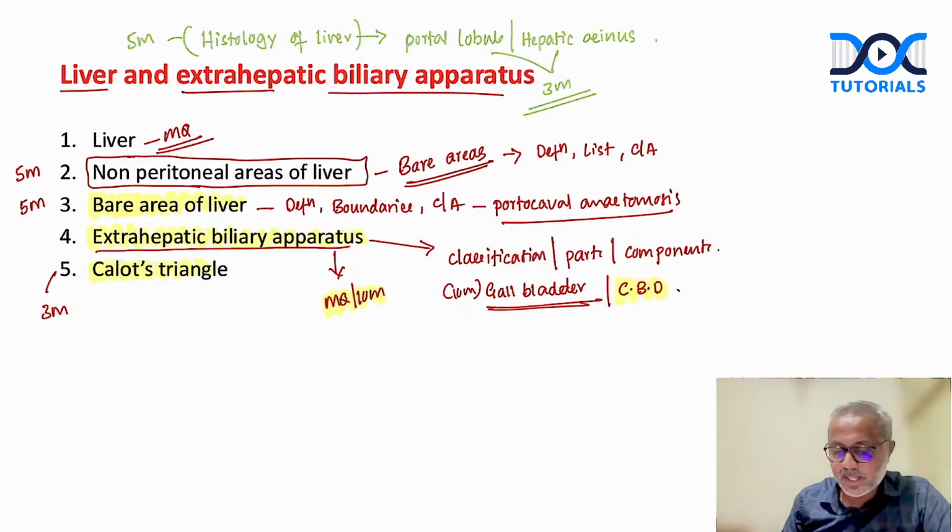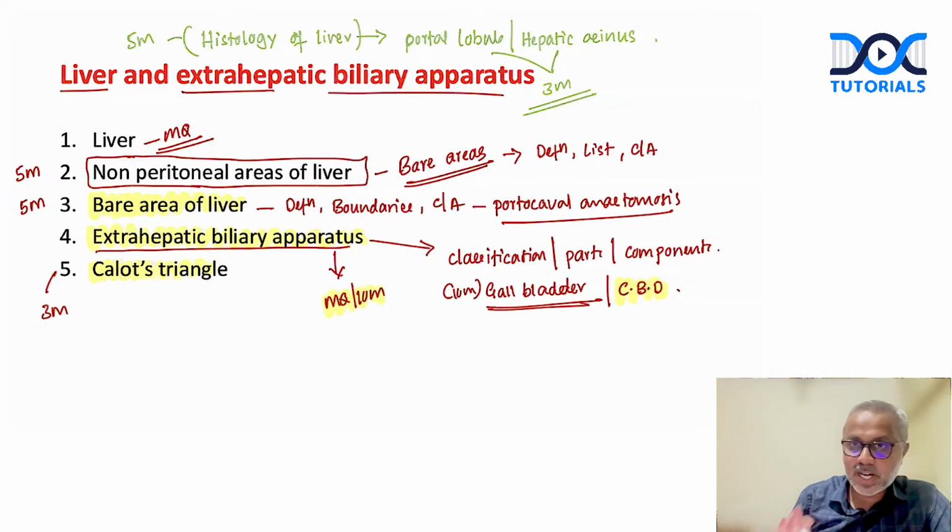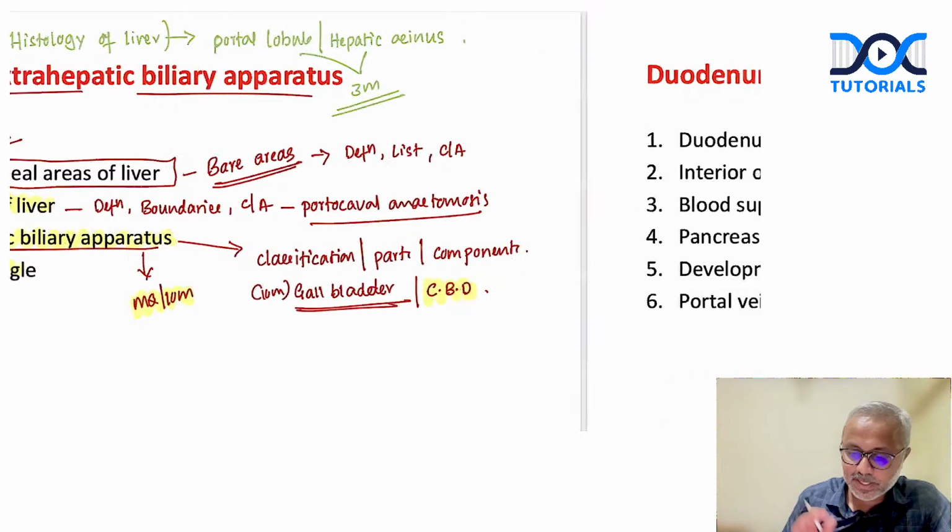Done? Right. So this is regarding the topic of the liver, right? Now, in this topic itself, portal vein, portocaval anastomosis, we'll come and discuss about that also. So portal vein, portocaval anastomosis are 2 more important topics that you should be prepared for, right? So this is regarding liver and extrahepatic biliary apparatus.